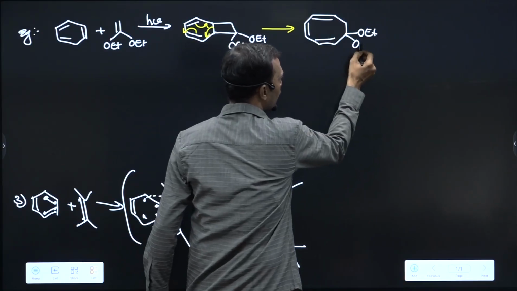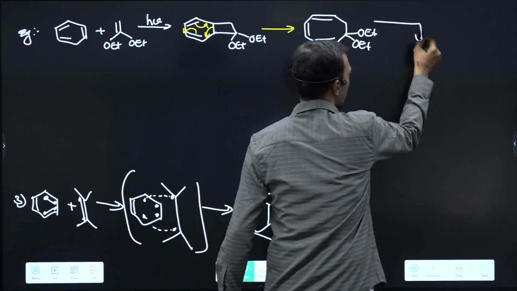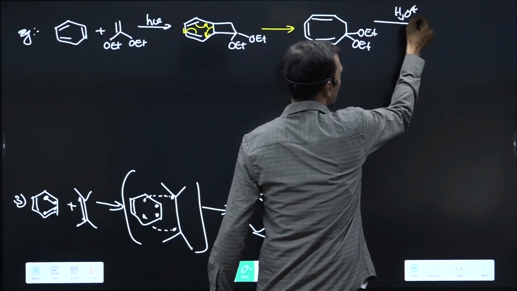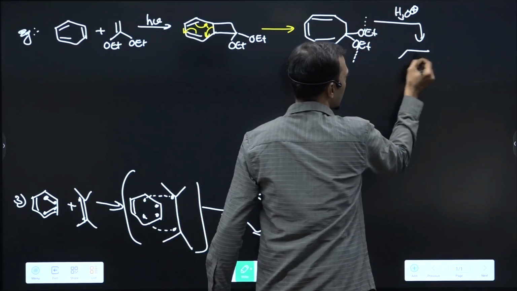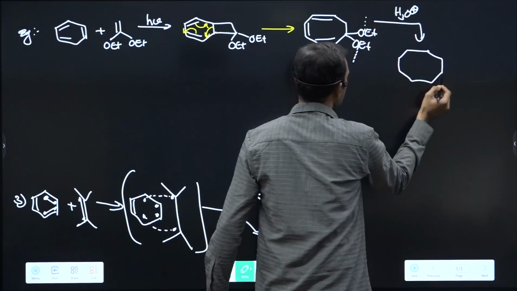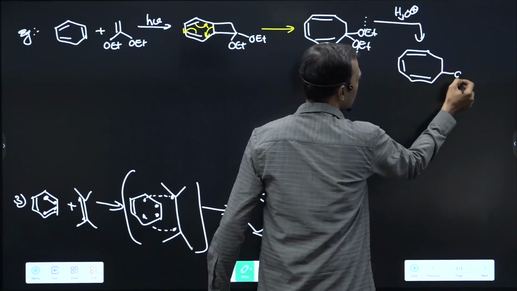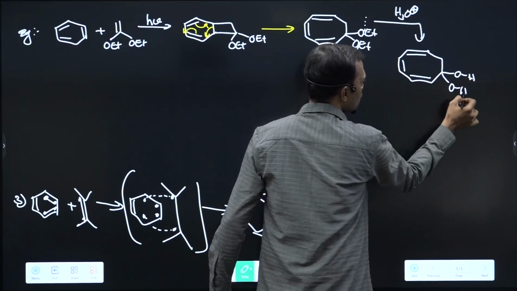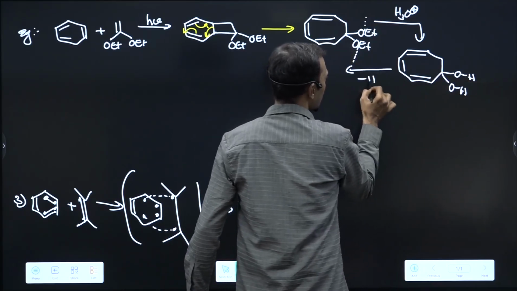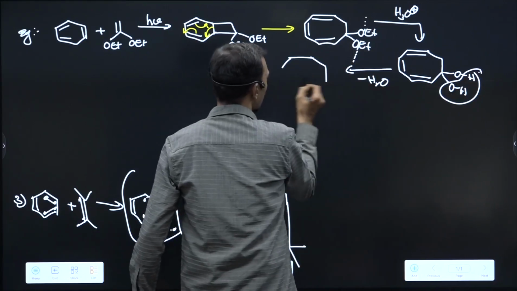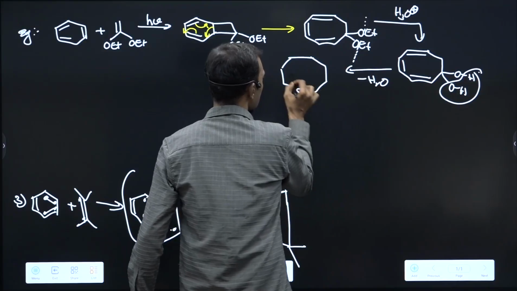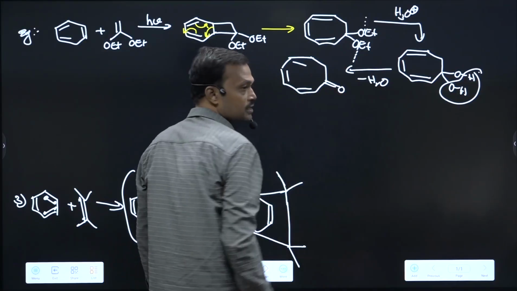This is OET, OET. This is on acid hydrolysis. So simply go for hydrolysis here. Then diol formation takes place. Here OH and here also OH. This is on further dehydration. 1 carbon 2 hydroxy, there is a loss of a water molecule. Finally, you will get this one. This is given in the exam.